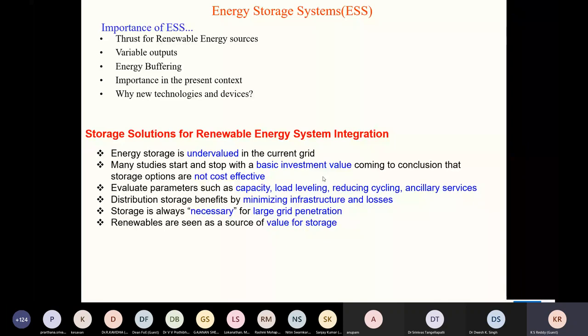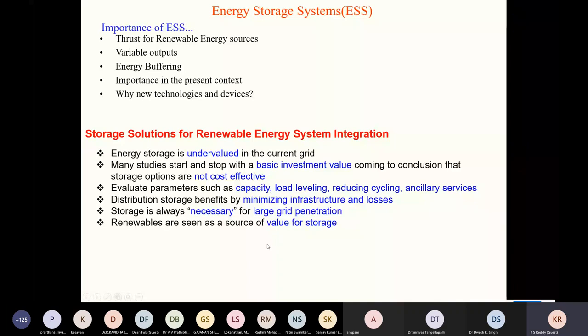We have to make it cost effective, and we have to look at the capacity, load leveling, reducing cycle and ancillary services, and distribution with the storage, using minimum infrastructure and minimum losses. We need to use the necessary storage, and for an integrated one, it should be a value addition to the renewable energy.